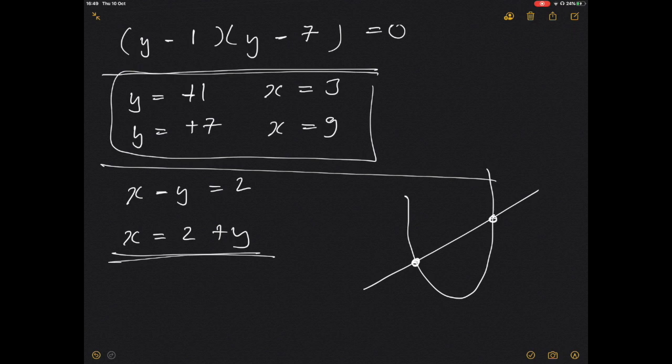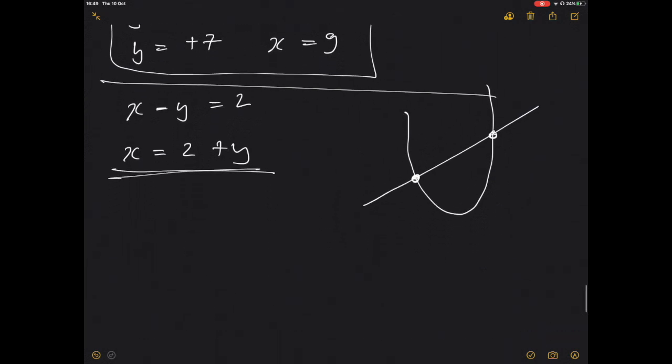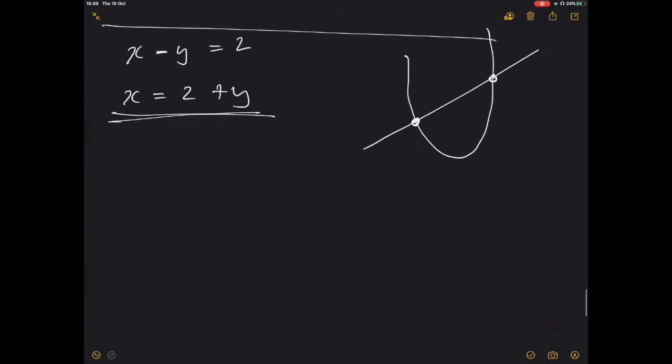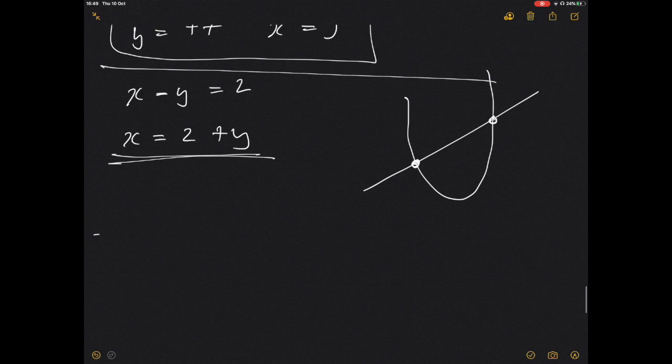Okay, so next we're going to move on to our next problem, which is we're going to be looking at logarithms. So that was simultaneous equations. We're going to move on slightly into logarithms. It's going to be the last part of this lecture today.